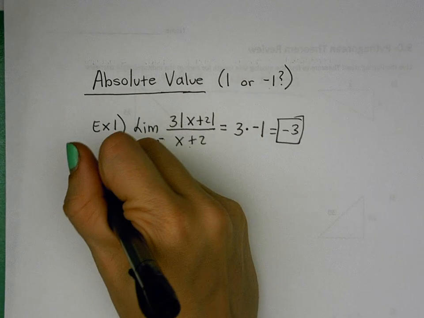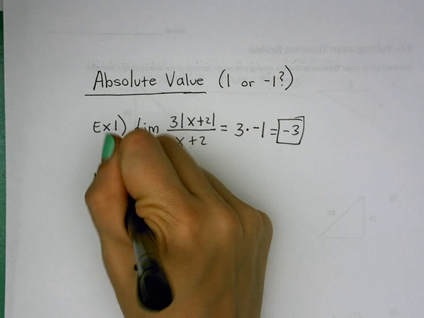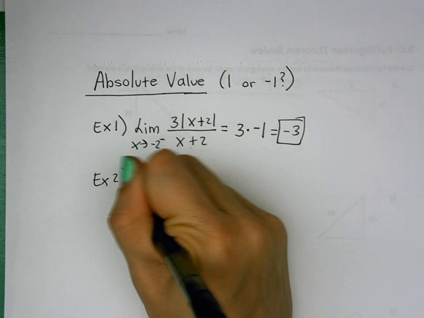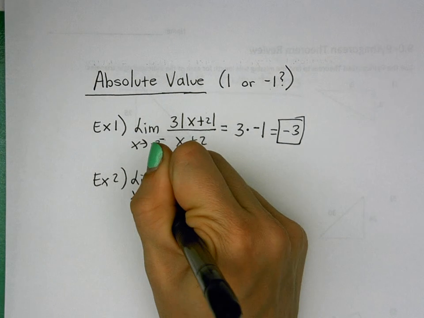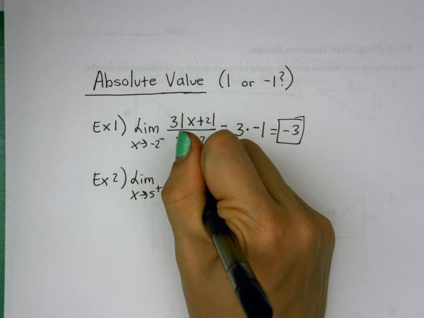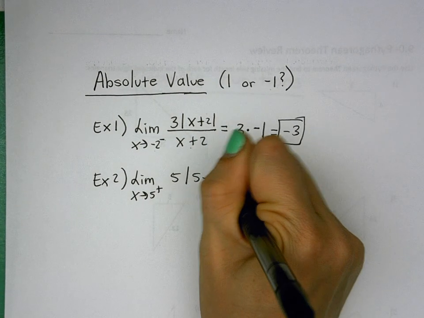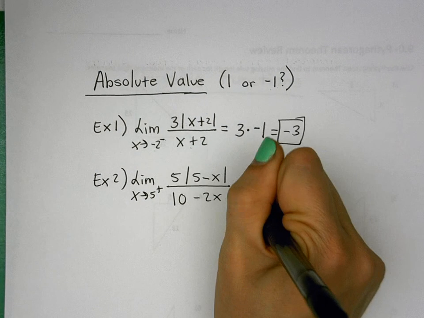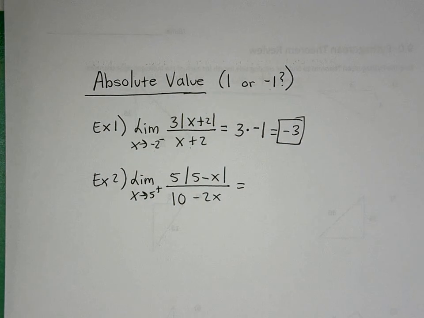Okay. Example 2. Limit as x approaches 5 from the right of 5 times the absolute value of 5 minus x all over 10 minus 2x. If you feel like you understood that first example and you want to go ahead and pause the video and give the second one a shot, you're more than welcome to do so. Otherwise, I'm going to walk through the second one as well, and then there will be a third one. You can pause the video on that one.